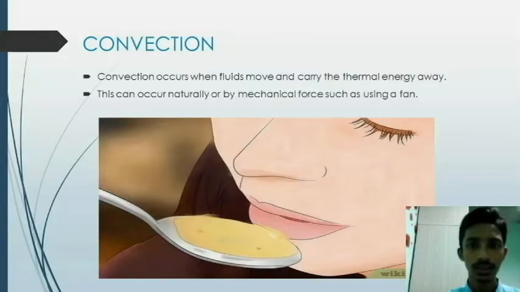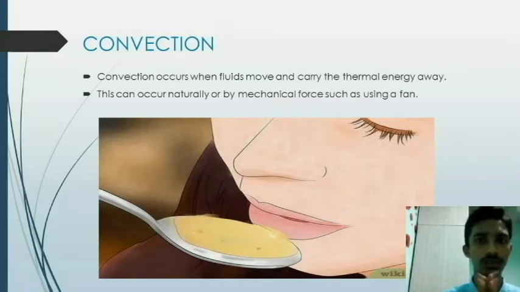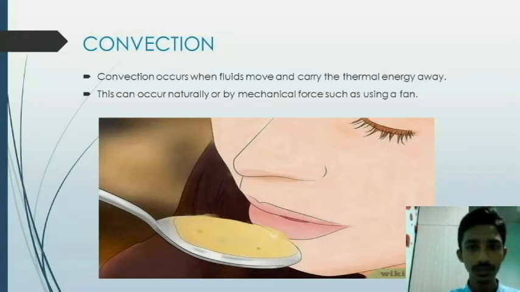The second method is convection. Convection occurs when fluids move and carry the thermal energy away. This can occur naturally or by mechanical force, such as using a fan. For example, when you blow on a hot spoon of soup to cool the soup down, the air carries the heat away.